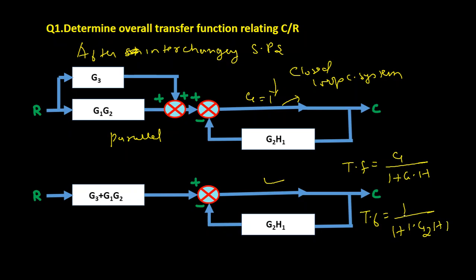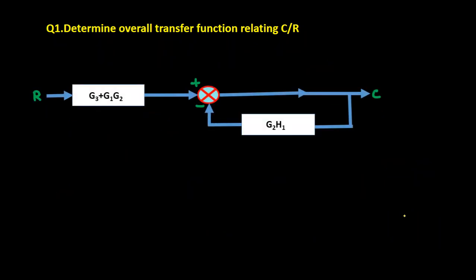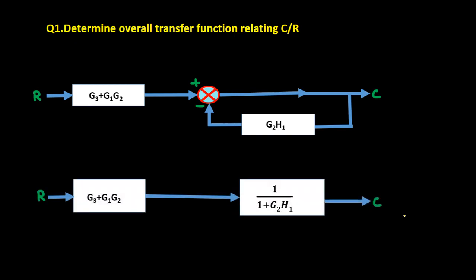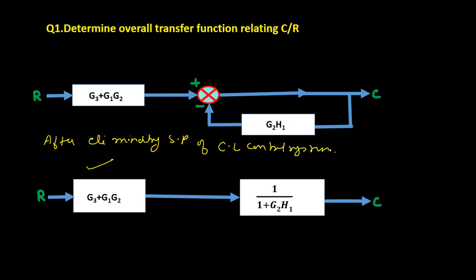So after solving, we get this type of block diagram. This is the block diagram we are getting after eliminating the summing point of the closed loop control system. So these are the steps which we have to write. Now this type of block diagram we are getting.